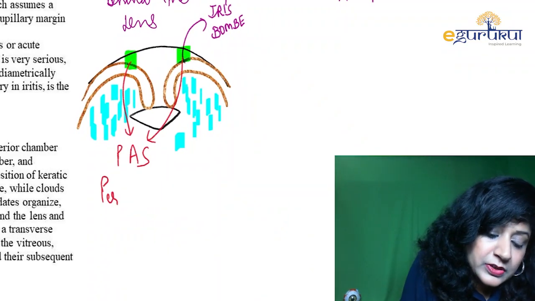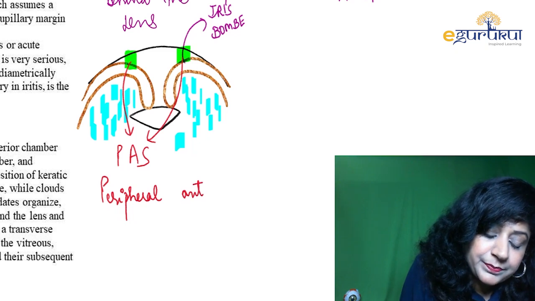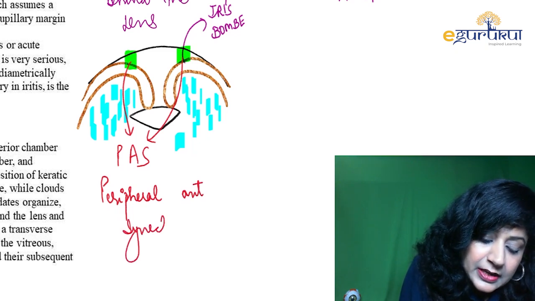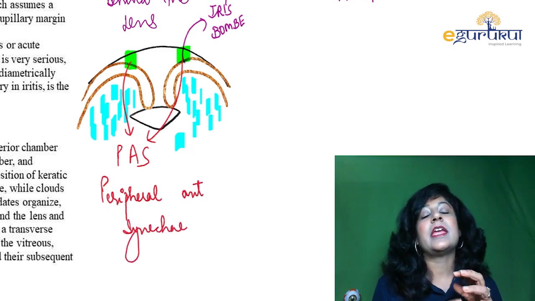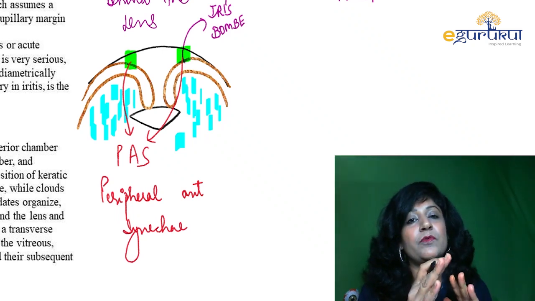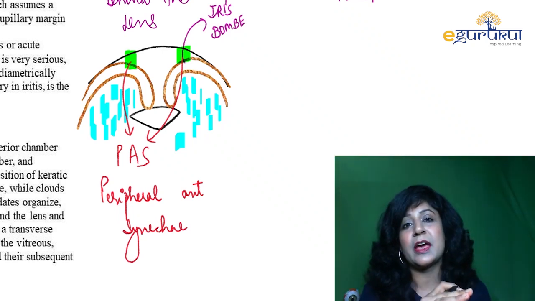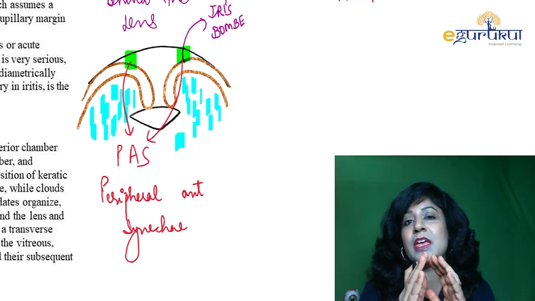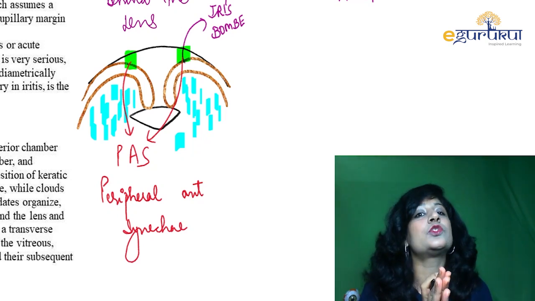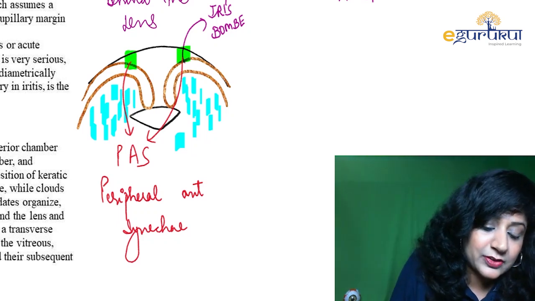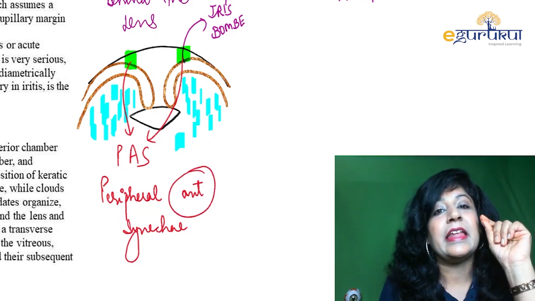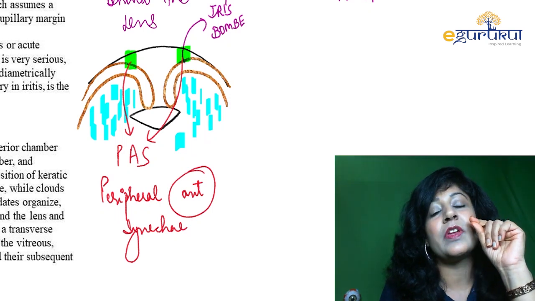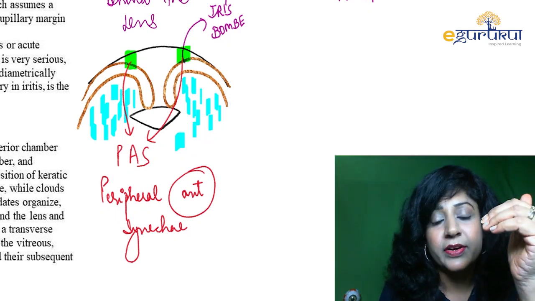I'll write it for you. This is peripheral anterior synechiae. So see, adhesions are always named with respect to the iris. So if they are posterior synechiae, they are posterior to the iris, and if they are anterior synechiae, they are anterior to the iris. So these synechiae are actually anterior to the iris, and anterior to the iris is the cornea. So we have adhesions between the iris and cornea.